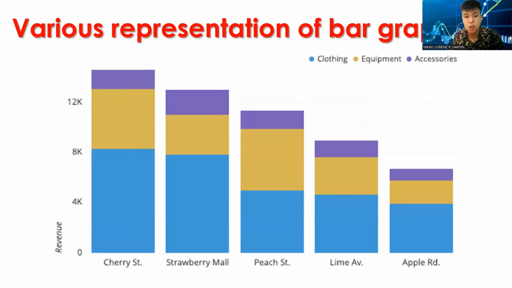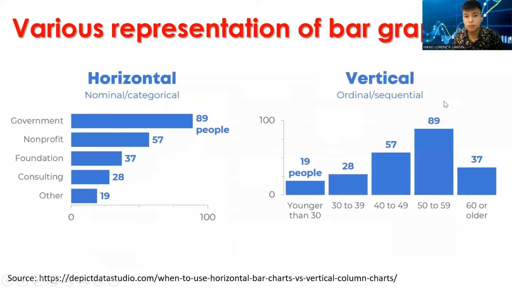Another representation you can use shows progress. You can see in Cherry Street, the highest percentage is clothing, and it goes down to the different parts of the graph: equipment, accessories. So you can see here the actual sales, for example, the revenue of Cherry Street. The bigger portion is for clothing, followed by equipment and accessories. While for Apple Road, you can see the distribution of their revenues in comparison of the three products that they are selling.